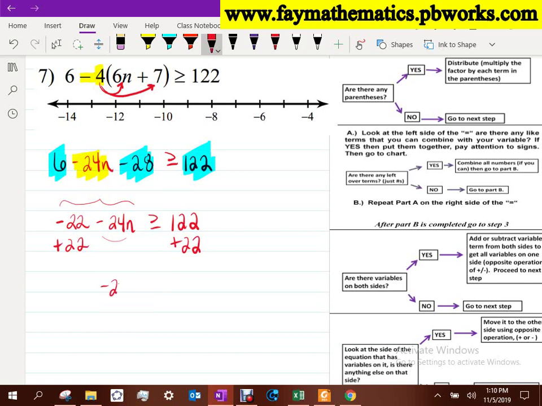So negative 24n is greater than or equal to 144, right? Okay. I'm going to divide by negative 24. Divide by negative 24. So here's going to be n. And now, because I divided by a negative, that flips direction. And then I get negative 6. So open or closed? Closed. Shade left or right? Left.